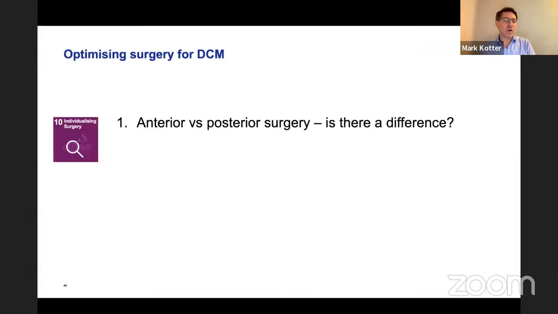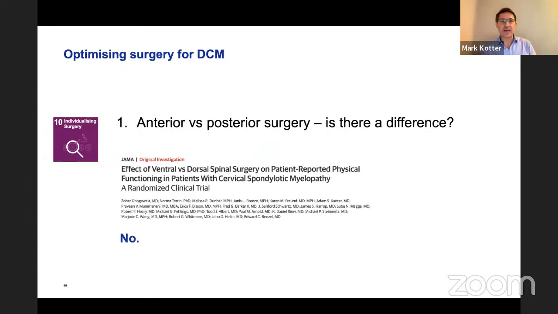And one of the things that has been a recurring theme in the last decades is whether the surgical approach makes any difference. More recently, we found a very interesting study that compared anterior versus posterior surgery in a randomized control trial, and the outcome of that is it actually doesn't really seem to make much of a difference.